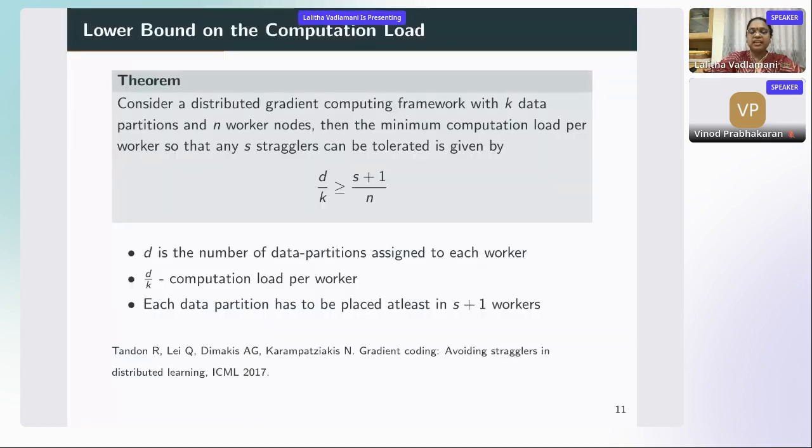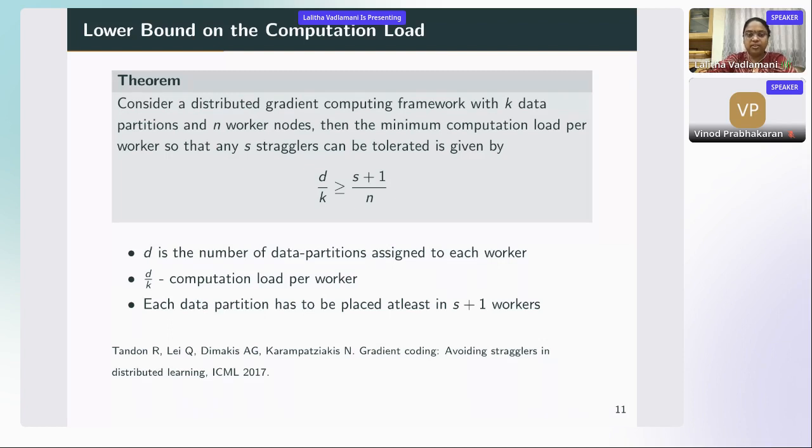Okay. And this lower bound is pretty easy to derive. The reason is that each data partition whatsoever has to be placed at least in S plus 1 workers, because suppose a data partition is placed only in S workers, and if those struggle, then the gradient for that data partition, there's no way we can recover, right?